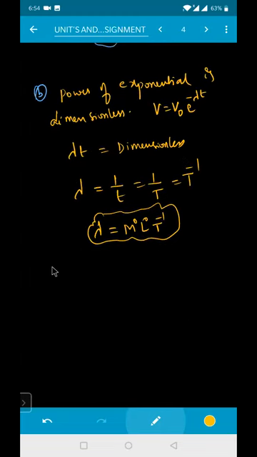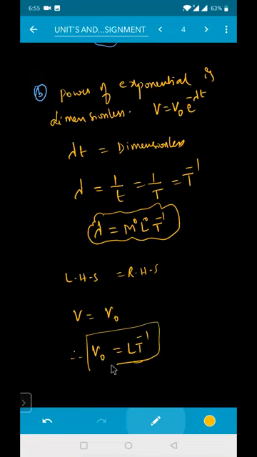And you know that LHS must be equal to RHS. Yes, sir. LHS must be equal to your RHS. That means V must be equal to how much for me? V naught. V is what? Velocity. So therefore V naught will be equal to how much for me? L t power minus 1, the dimensions of your V naught. Is that clear? Yes, sir. Isn't it? Is it clear? Yes, sir.